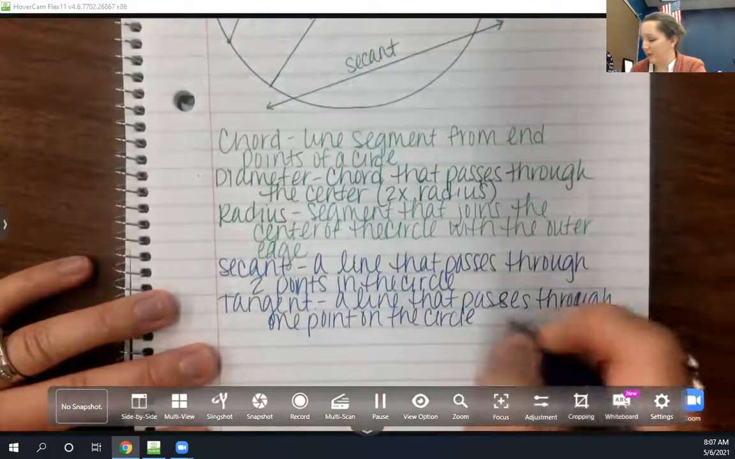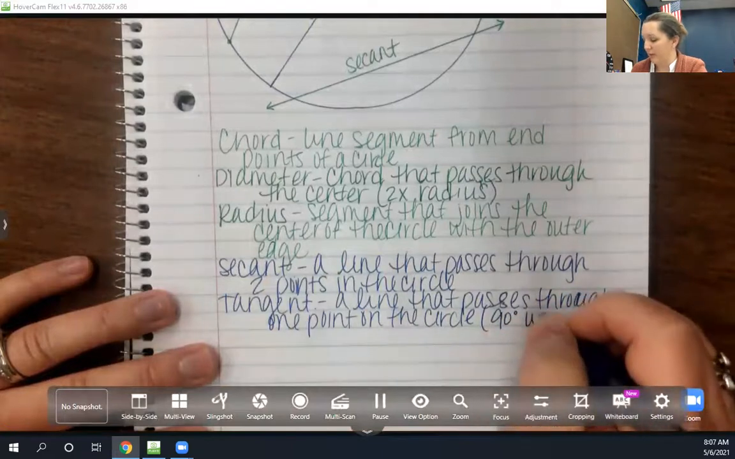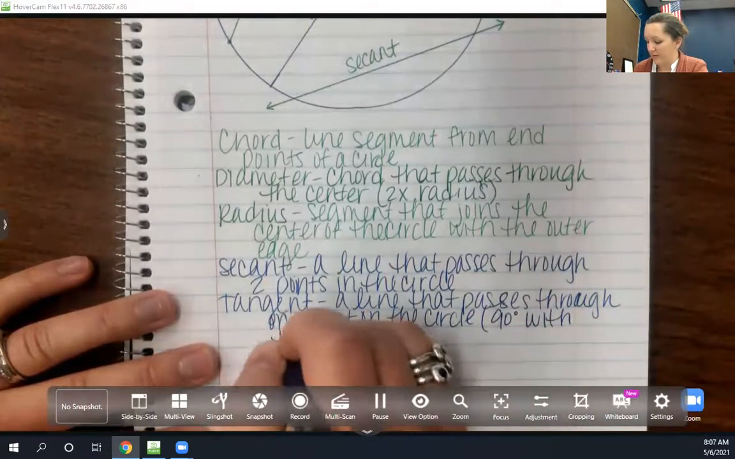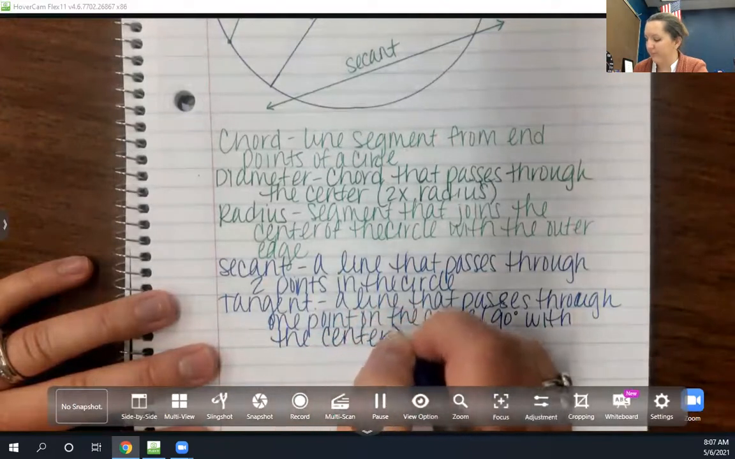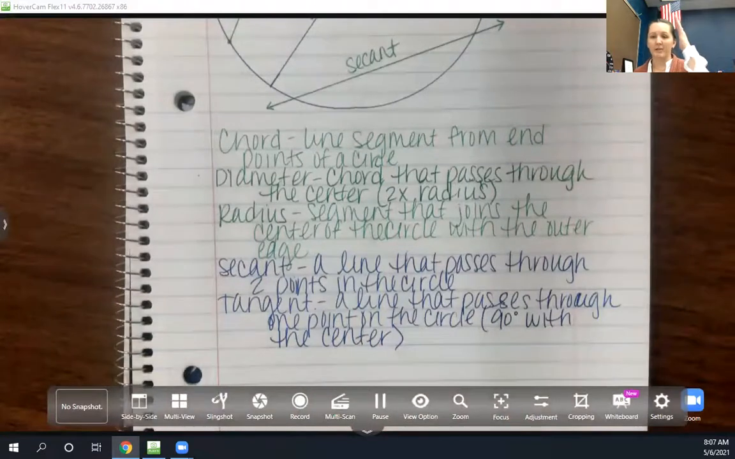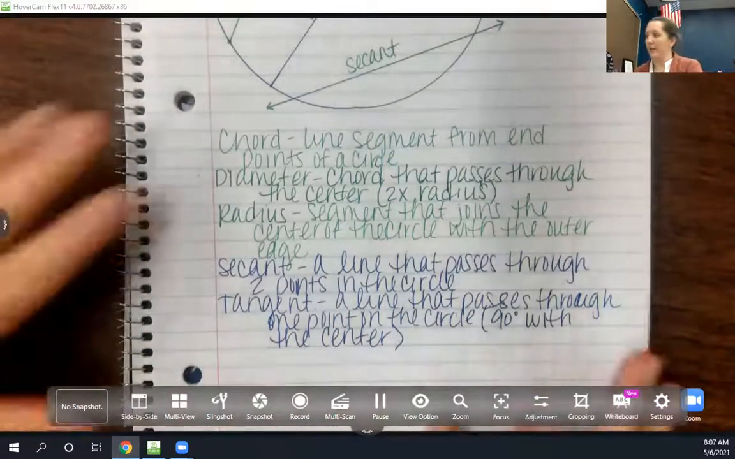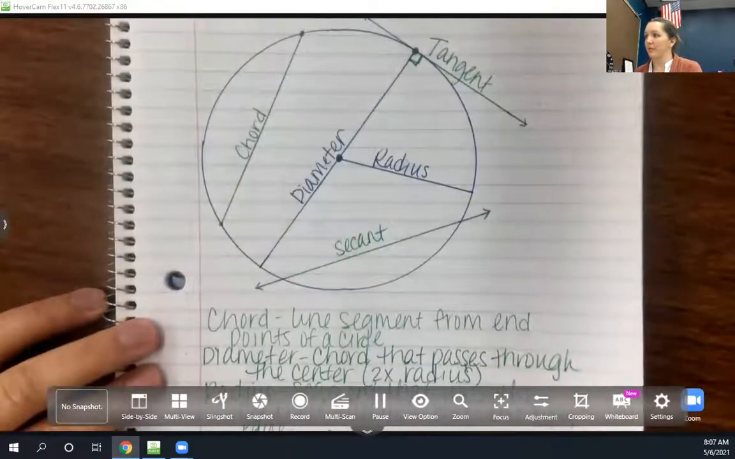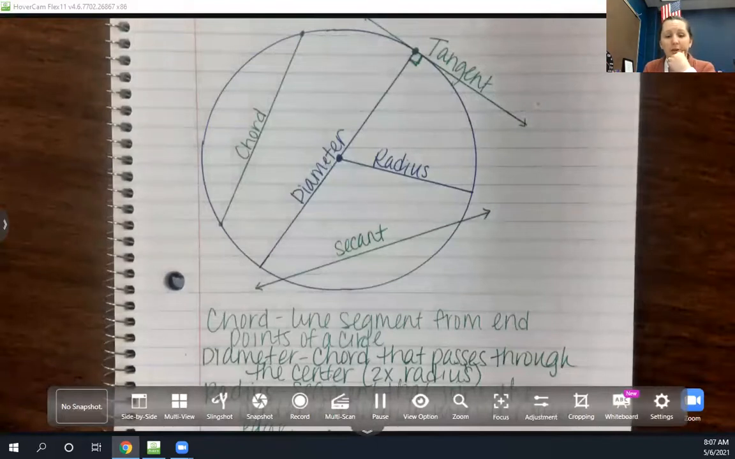And very important here, it creates a 90-degree angle with the center. So if you draw a radius or a diameter to a tangent, you're always going to create a 90-degree angle. So there's our vocabulary for our lines and segments. Our test this time is just going to be a vocabulary test. We'll have some problems on there.